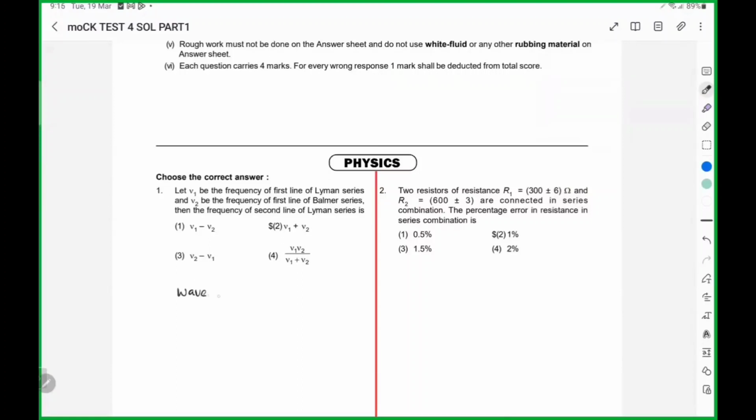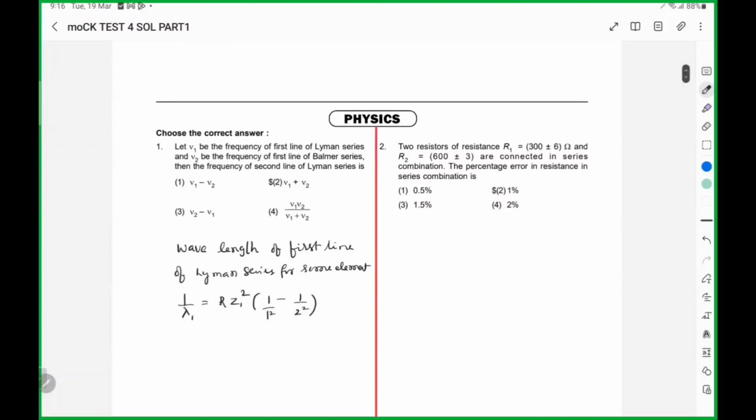Wavelength of first line of Lyman series for some element is 1 by lambda is equal to R Z1 square into 1 by 1 square minus, here.